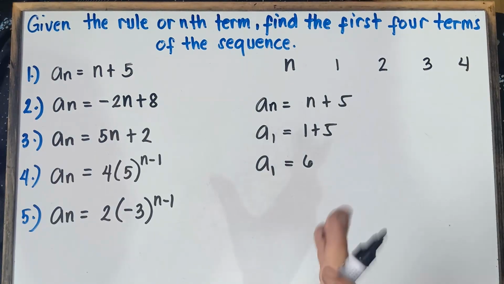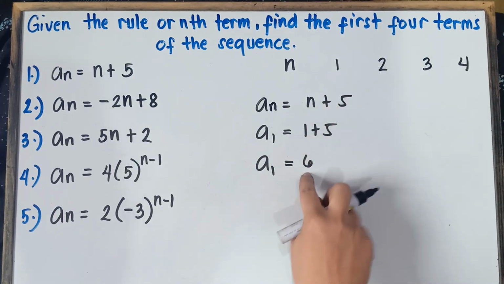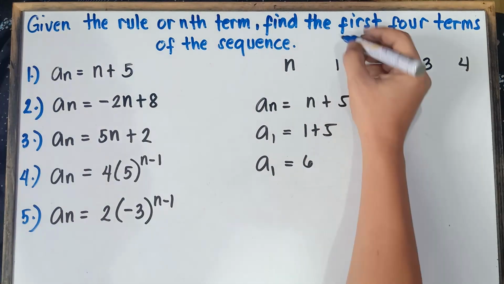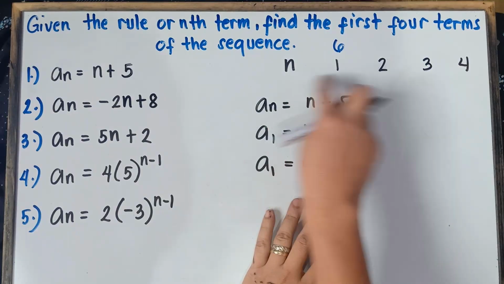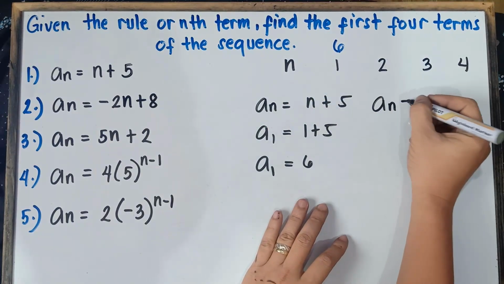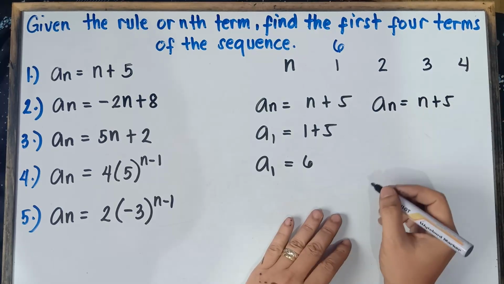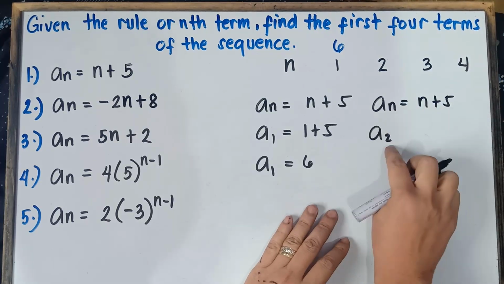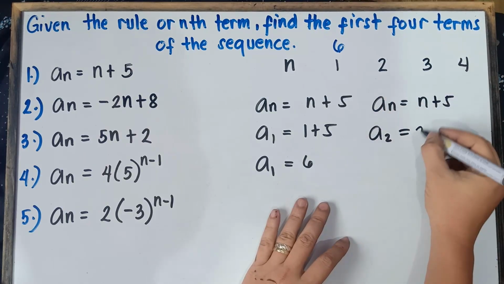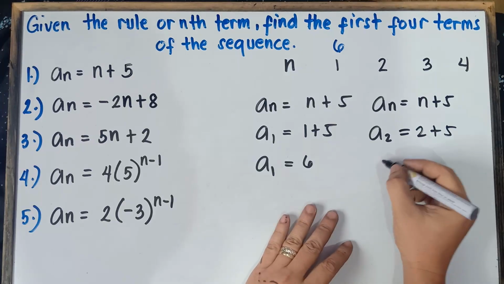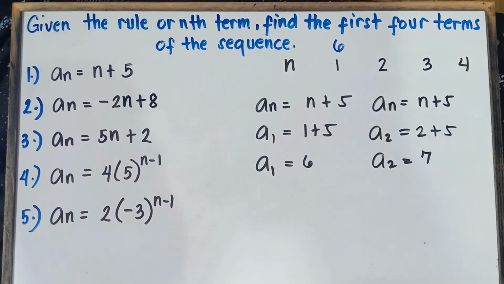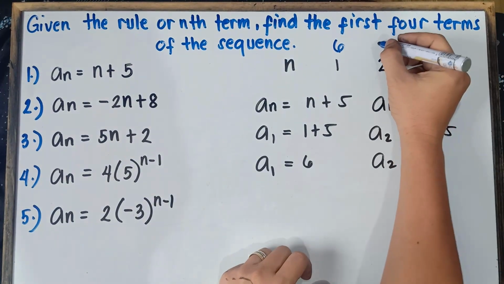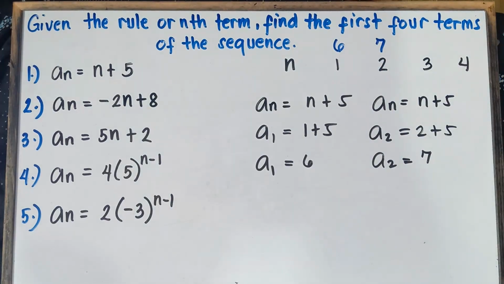Simply substitute the value of n. So our first term, that would be 6. Alright, and then our second term, simply substitute the value of n, that would be 2. So a sub n equals n plus 5. So a sub 2, our n is 2, so 2 plus 5. Therefore, class, our second term, a sub 2, 2 plus 5, that would be equal to 7. So our second term would be 7. That's it, class. Easy as that, with regards to example number 1.